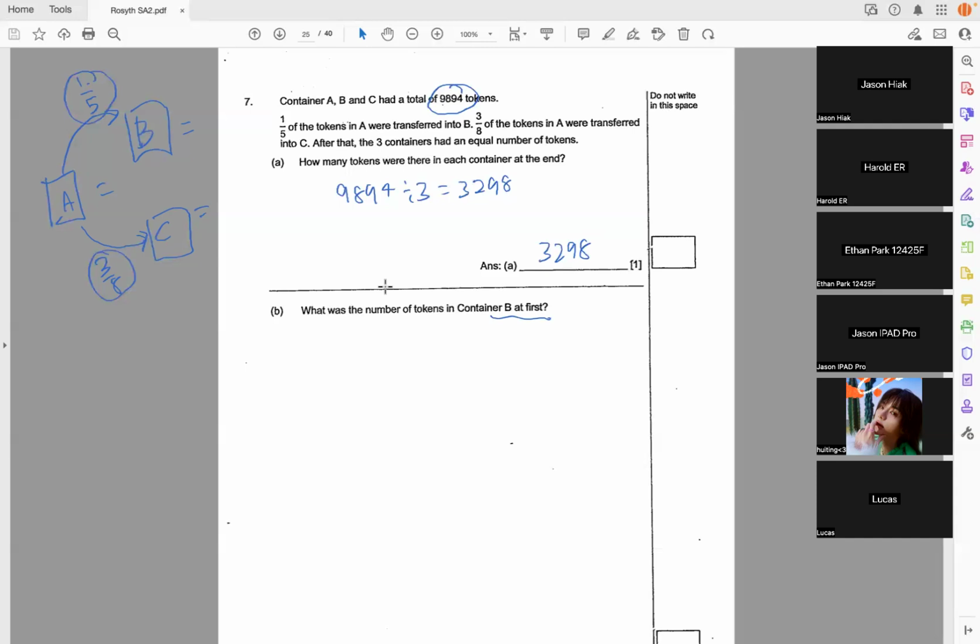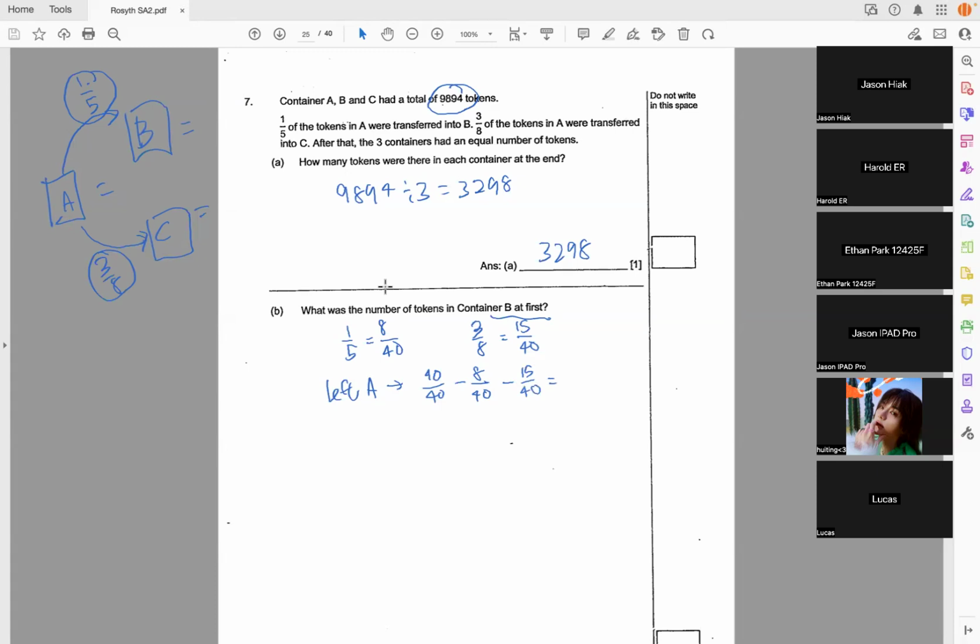1/5 and 3/8, right? Let's make them same denominator. Make it to 40. Times 8. Times 5. So what is left in A will be 40 over 40, minus away 8 over 40 transferred to B, and 15 over 40 transferred to C.